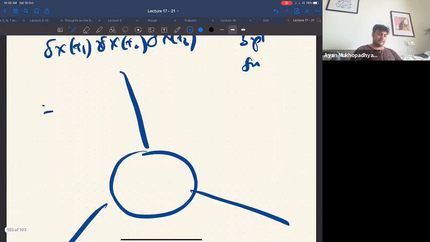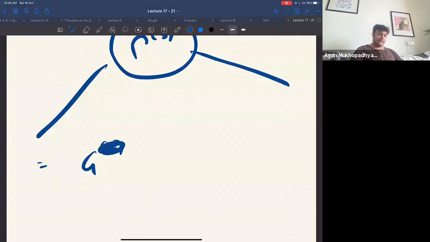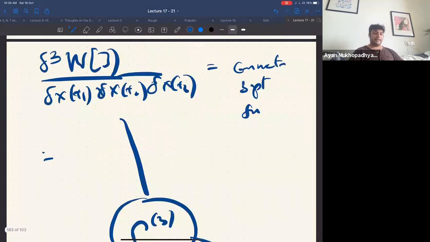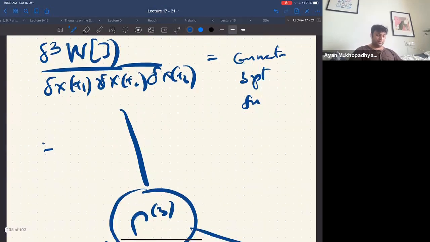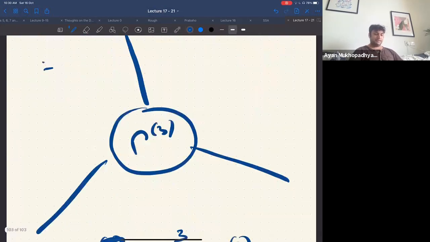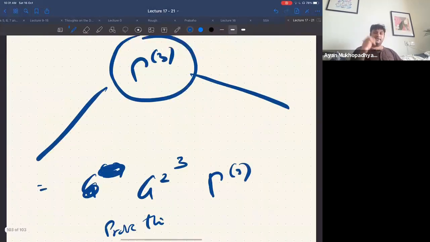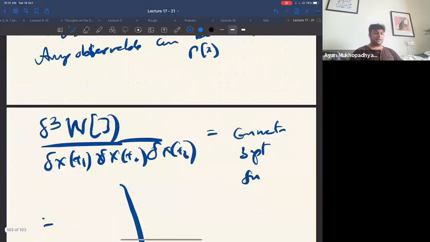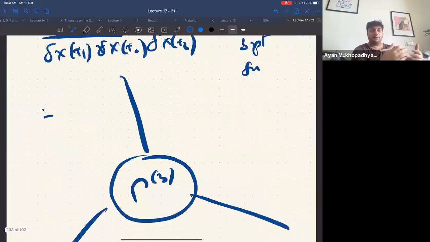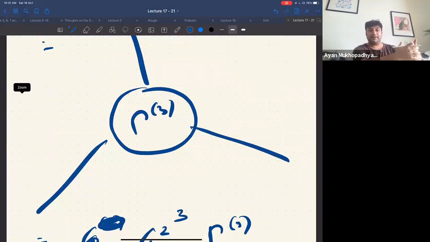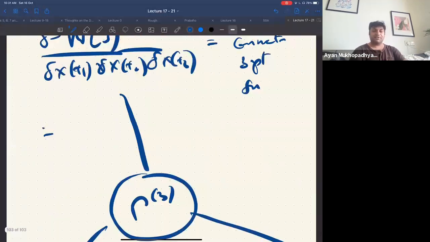So schematically, if I write G2 cubed times gamma 3, that should be my exact 3-point function, right? We are going to prove this right away. But the point is that G2 is something that we already know is gamma 2 inverse, right? And gamma 3 is something that we can directly obtain from the 1PI effective action. So we can easily compute all connected correlation functions.